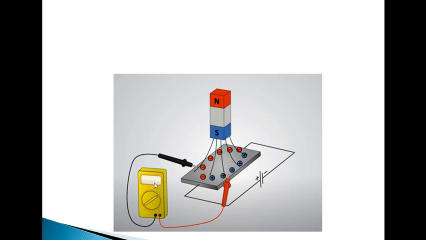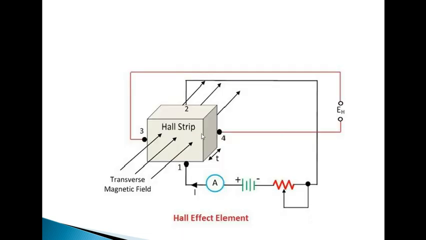If you apply a voltmeter or multimeter here, we will get a deflection, because this will act as the negative of a voltage and this will act as the positive of a voltage. So the positive of the multimeter is connected here and the negative of the multimeter is connected here. This is called the Hall effect transducer. When this current carrying strip is placed in a magnetic field, between points 3 and 4 we get a voltage.